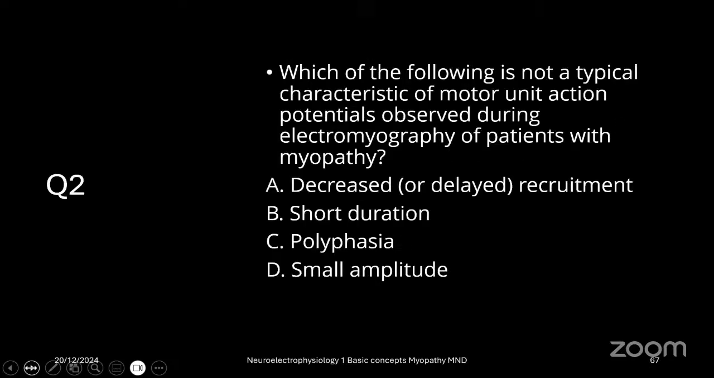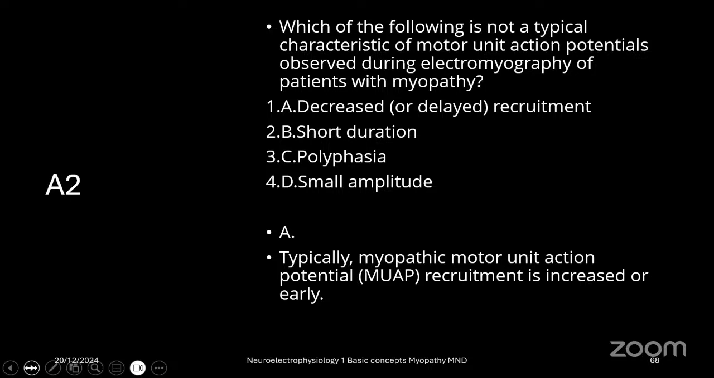Which of the following is not a typical characteristic of motor unit action potential observed during EMG of patients with myopathy? Decreased recruitment, short duration, polyphasia, small amplitude. Decreased recruitment. Good. So typically myopathic motor unit action potentials show increased or early recruitment.